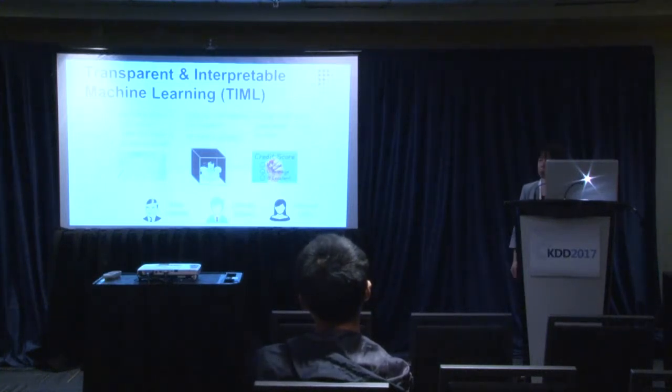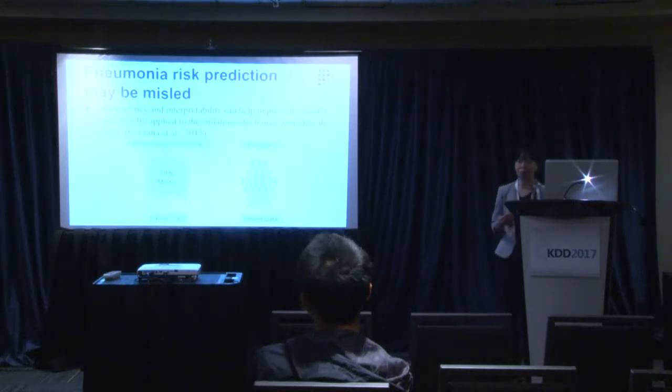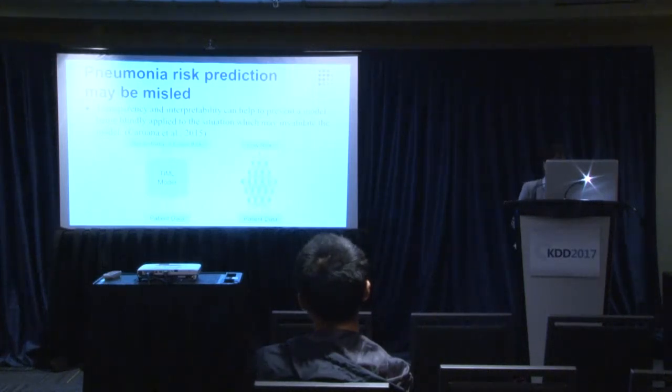Having seen the difference between traditional machine learning and TML, now I would like to present several examples to see why we need TML. The first example is from pneumonia risk prediction. In the work proposed by Caruana in 2015, they describe a model that assigns lower risk to patients who have asthma. The reason is that those patients have received more aggressive treatment due to their asthma.